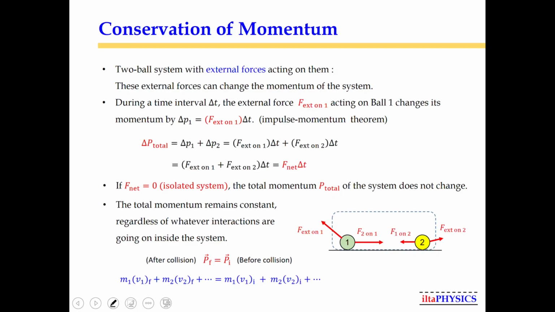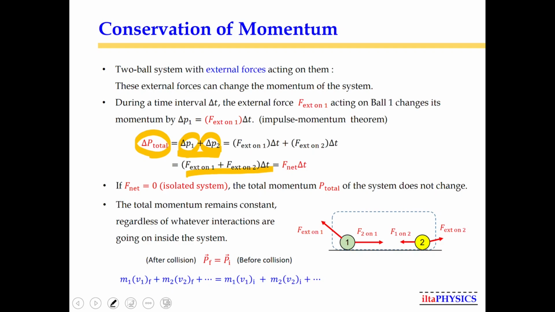First, focusing on ball 1. If there is an external force acting on it, F external on 1, during a short time interval delta t, the change in ball 1's momentum can be calculated using the impulse-momentum theorem like this. In the same way, if an external force F external on 2 acts on ball 2 during that same time interval, the change in ball 2's momentum is calculated like this. Therefore, the total change in momentum for our entire system, containing both balls, is equal to the sum of the momentum changes of each ball.